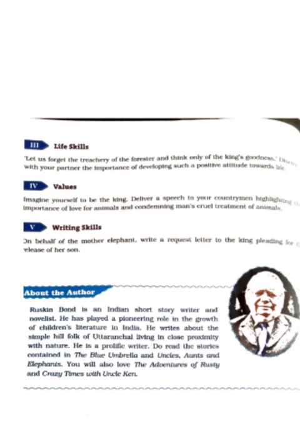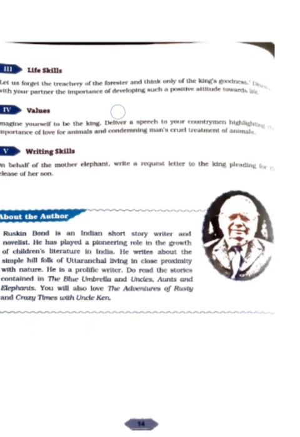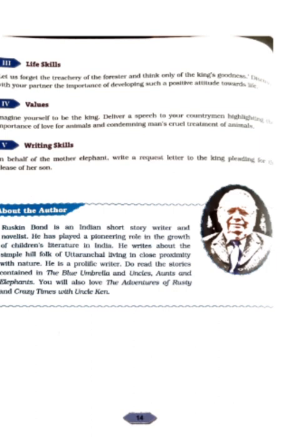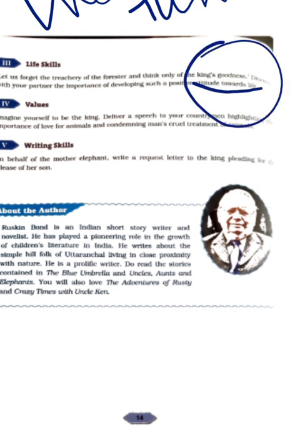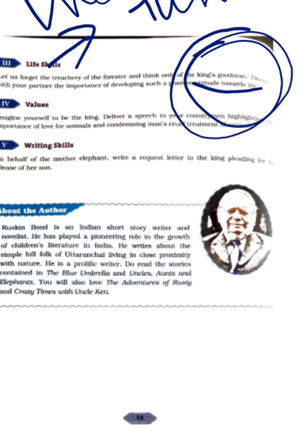Let us forget the treachery of the forester and think only of the king's goodness. Discuss with your partner the importance of developing such a positive attitude towards life. Yes, that's very important. We humans are of different traits, right? But there are people like the King who has saved the humanity. So let's not discuss the negativity of the forester, whatever he did, but let's think about the king, how grateful he was.